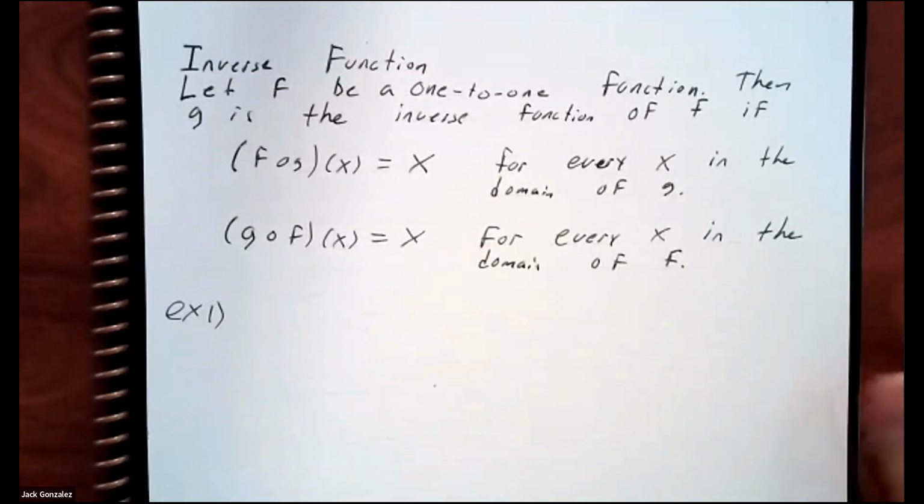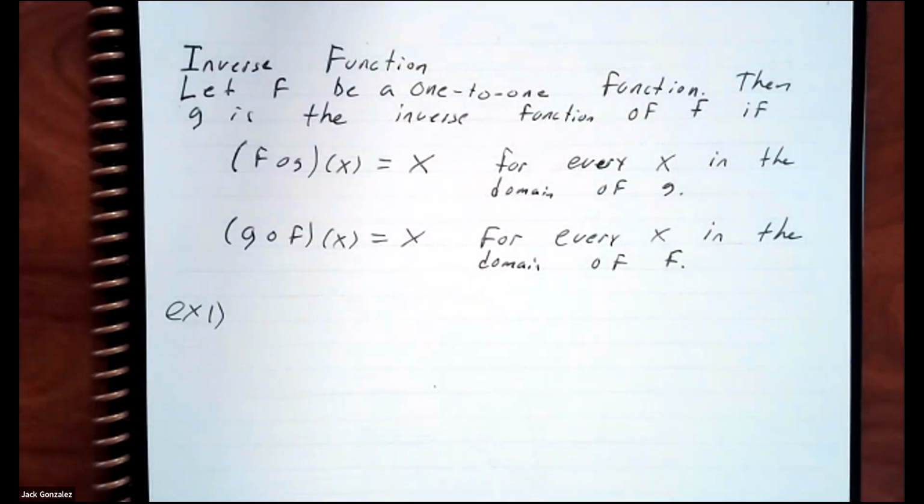So that's one way to show that two functions are inverse of each other. So if I give you a function and ask you, okay, are these two inverses of each other? You would compose them in both directions and they cancel out. You have proven they are inverses, okay?